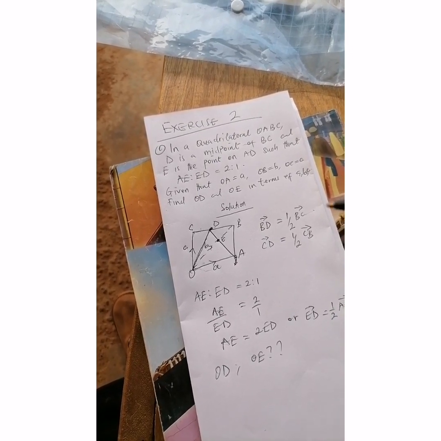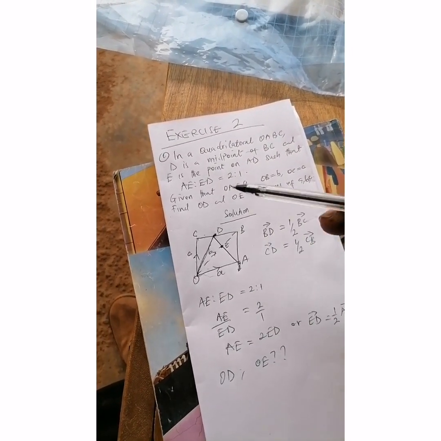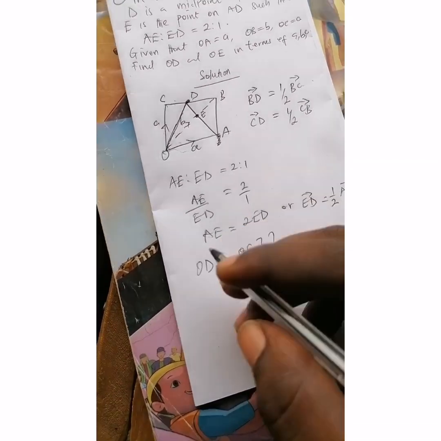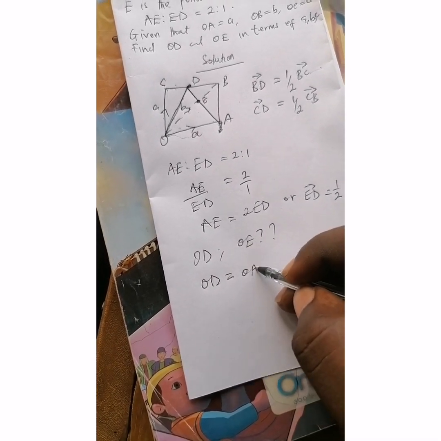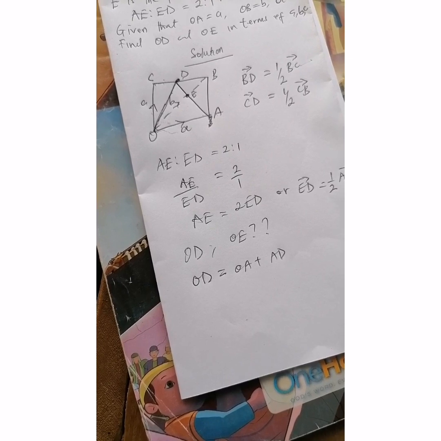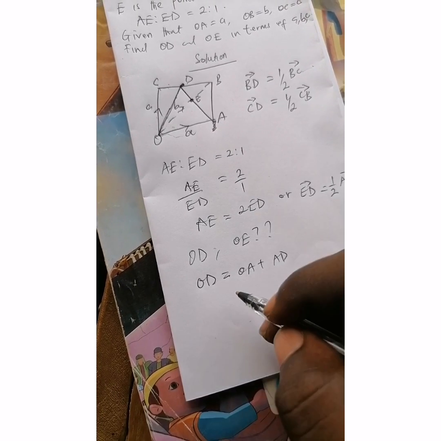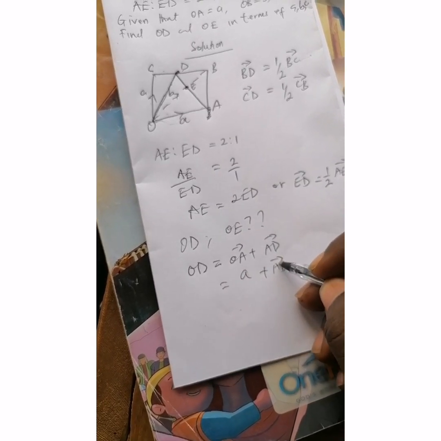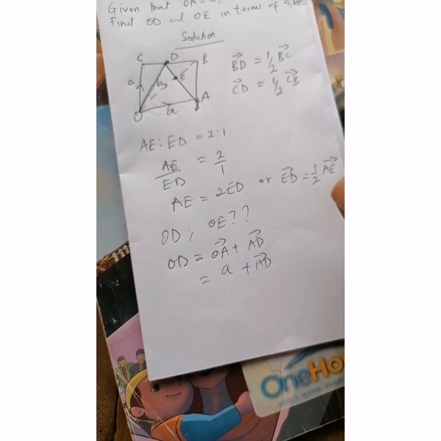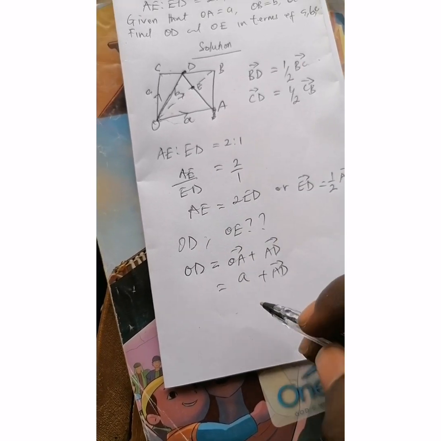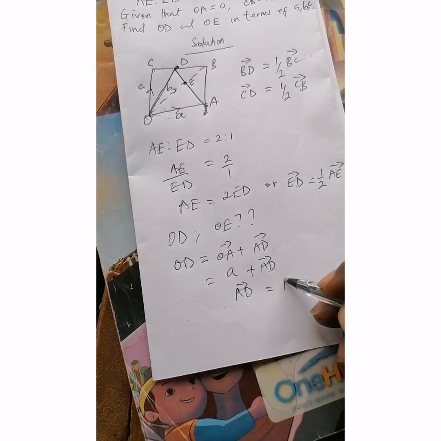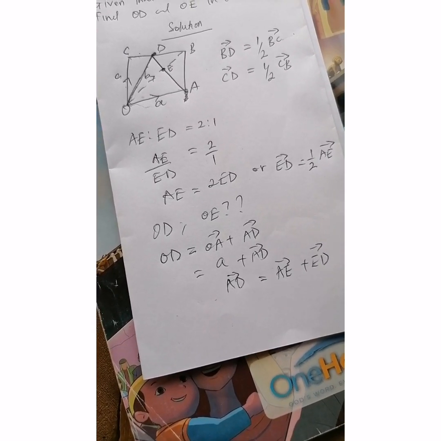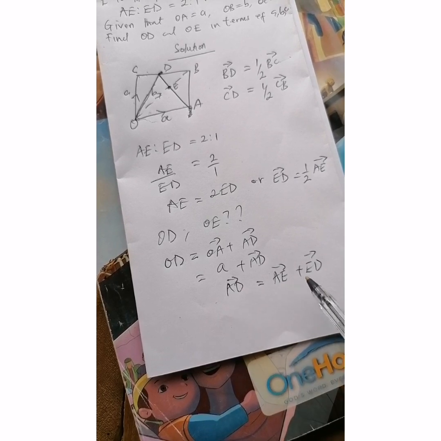So I'm going to use the bigger triangle. I'm going to use OD is OA plus AD. Okay, so I have OD is OA plus AD. Right. So I know my vector OA, which is A, but AD, I have no idea what AD is. So I have to find a way to get rid of AD. So what is AD? AD is actually AE plus ED, right?